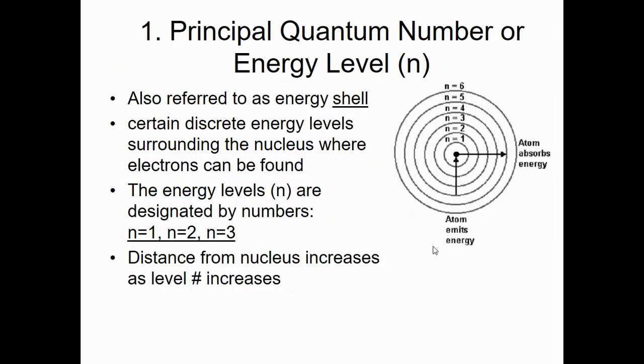Okay, let's start with each of these one at a time. Principal quantum number, your energy level. Your principal quantum number is also called your energy level. It is also called your energy shell. Those are synonymous. Principal quantum number, energy level, energy shell. It's denoted with an N. In this class, we worry about seven energy levels. N equals 1 through N equals 7. Okay, those energy levels are discrete. In other words, to go from N equals 1 to N equals 2, it's a very specific amount of energy, and it tells you exactly where electrons are found. Okay, the further you are from the nucleus, the more energy you have. The closer you are to the nucleus, the less energy you have. That is your principal quantum number.